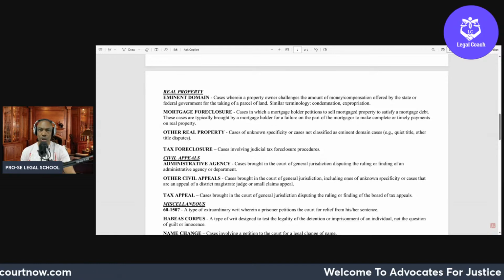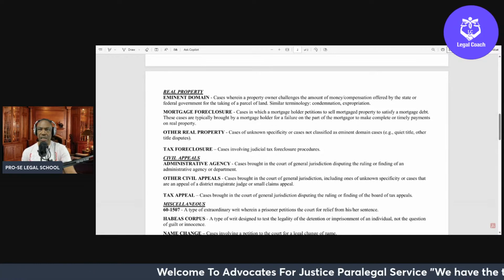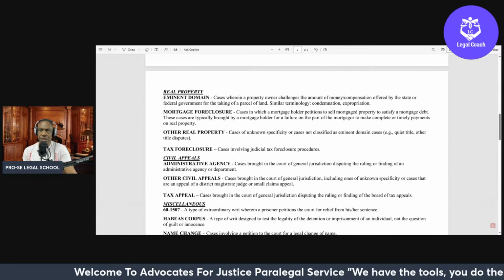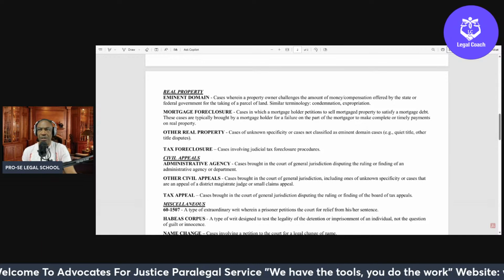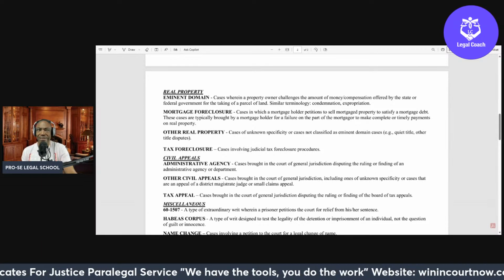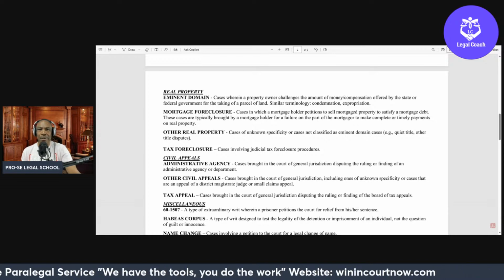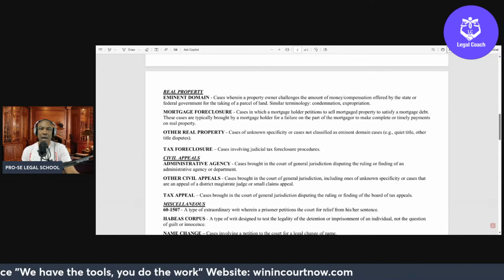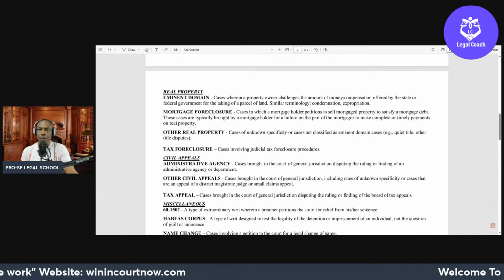Mortgage foreclosure. Cases in which the mortgage holder petitions to sell the mortgaged property to satisfy the mortgage debt. These cases are typically brought by the mortgage holder for failure to pay part of or the complete amount in time.